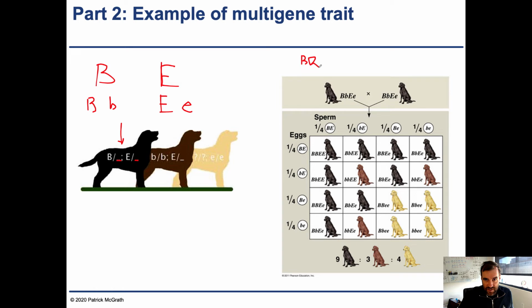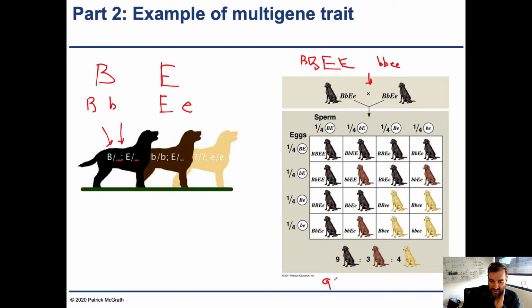so if we crossed a black lab with a yellow lab, we could produce these F1s that are heterozygotes. Again, they would be black labs because they would fall within this right here. And then again, we can do a Punnett square. So these individuals could produce 4, these individuals could produce 4. And so the ratio that you get is this 9:3:4 ratio.